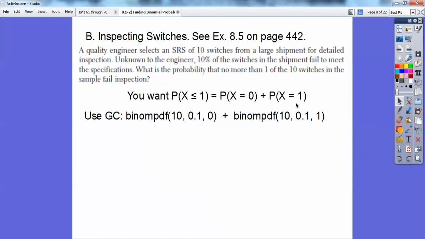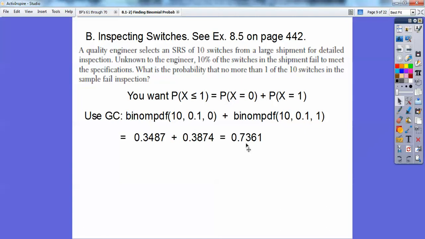We're going to use our binomial PDF. PDF means we can do them singly. So 10 switches, 10% of the time, so the 0.1 is 10%, and then 0, plus 10 switches, 10% of the time with 1. So no more than 1. We can punch those individually in our calculators, and we get 0.3487, 0.3874, and it adds up to about 0.7361.